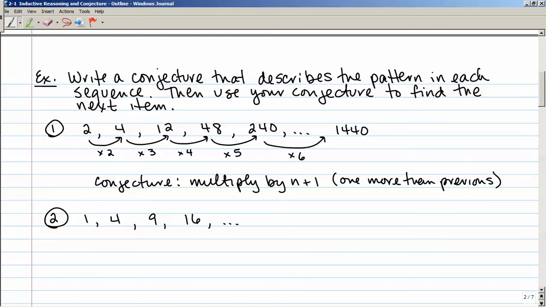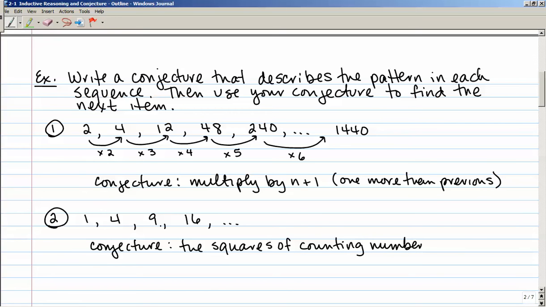Example number 2, 1, 4, 9, 16. Well, it looks to me like all of those are perfect squares, so my conjecture is that the sequence is the squares of counting numbers. Because 1 squared is 1, 2 squared is 4, 3 squared is 9, 4 squared is 16. So by that, my next number should be 5 squared, or 25.